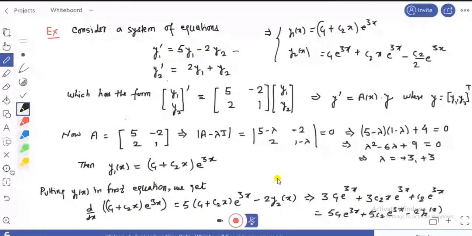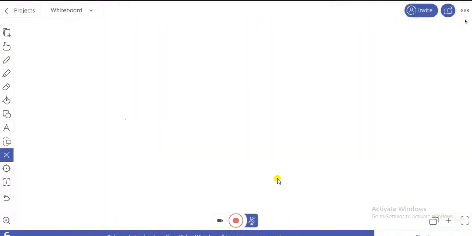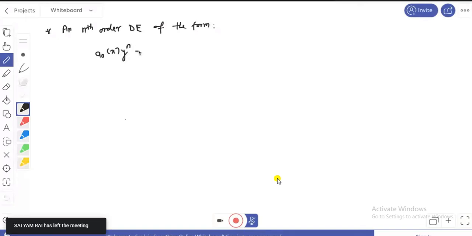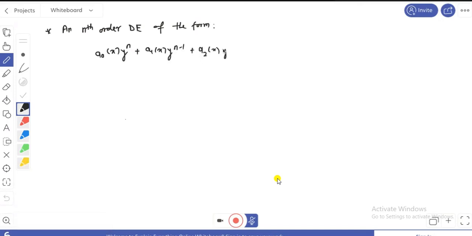Okay, so on the next page, an nth order differential equation of the form: if we have an nth order differential equation defined like this, y^(n) means the nth order derivative, plus a1(x) y^(n-1) plus a2(x) y^(n-2), and so on, the last one is an(x) y, and that equals b(x), and of course x belongs to any real interval I.